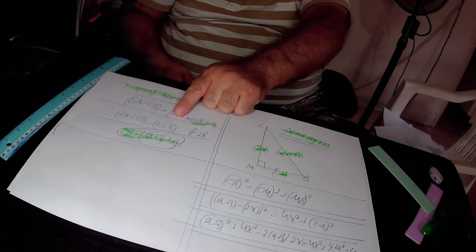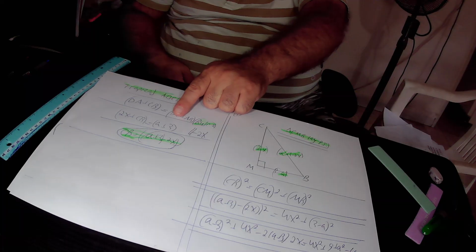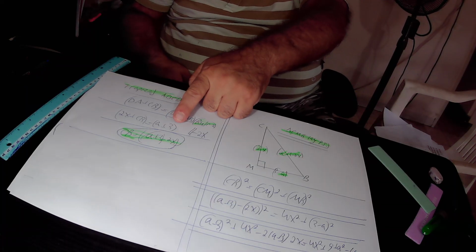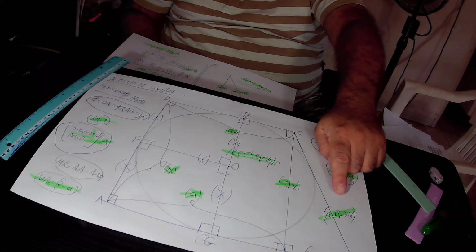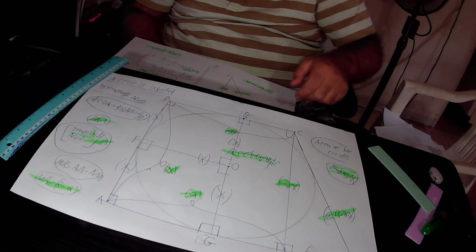Here we subtract the 2x from this equation, and finally find out that the missing side CB equals a plus 3 minus 2x units in its length. This is the missing side CB, that is equal to a plus 3 minus 2x units in its length.